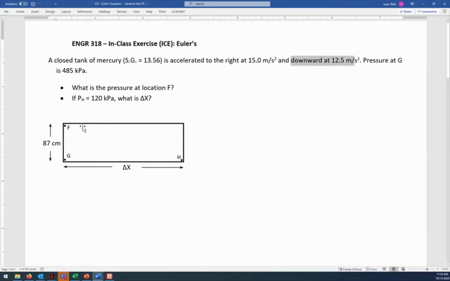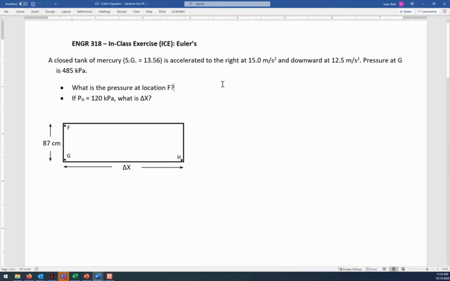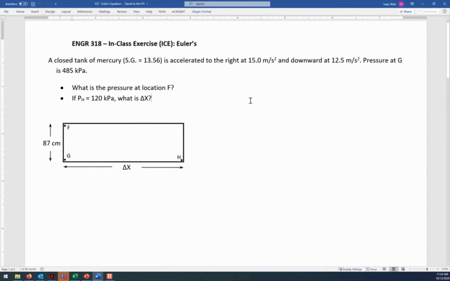We know the pressure here at location G. Down in the left corner, we know that the pressure is 485 kilopascals. And it's accelerating to the right, and it's also accelerating down. So now let's think conceptually before we go any further. There's location G, location F, and then over here to the right is H.